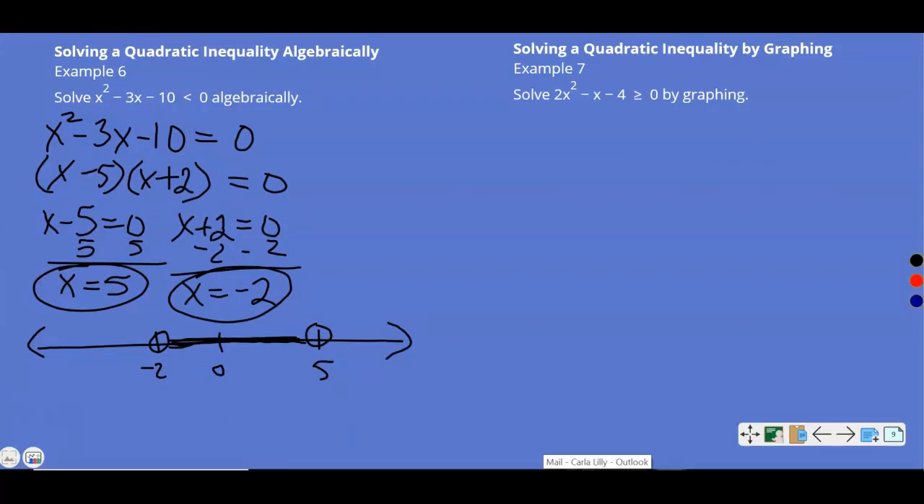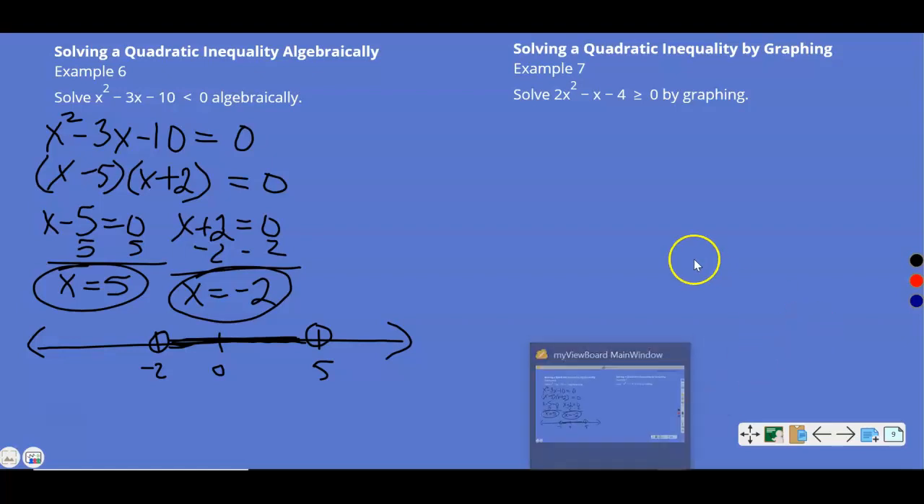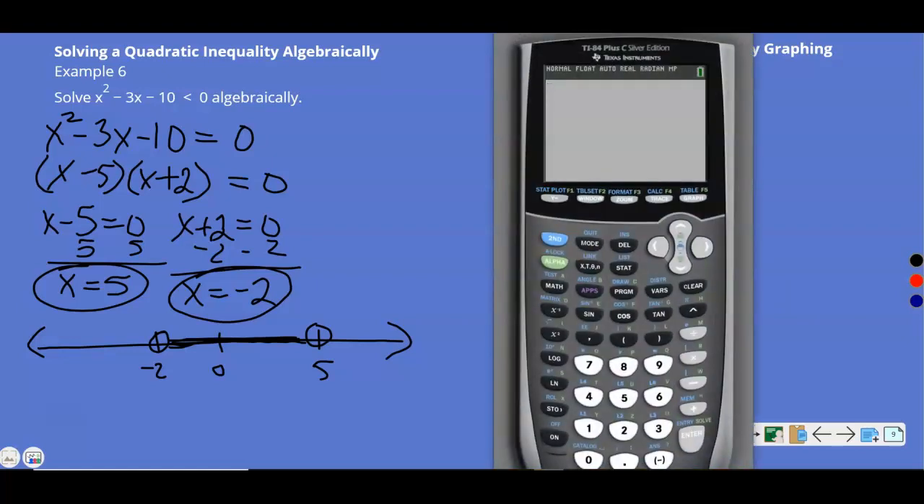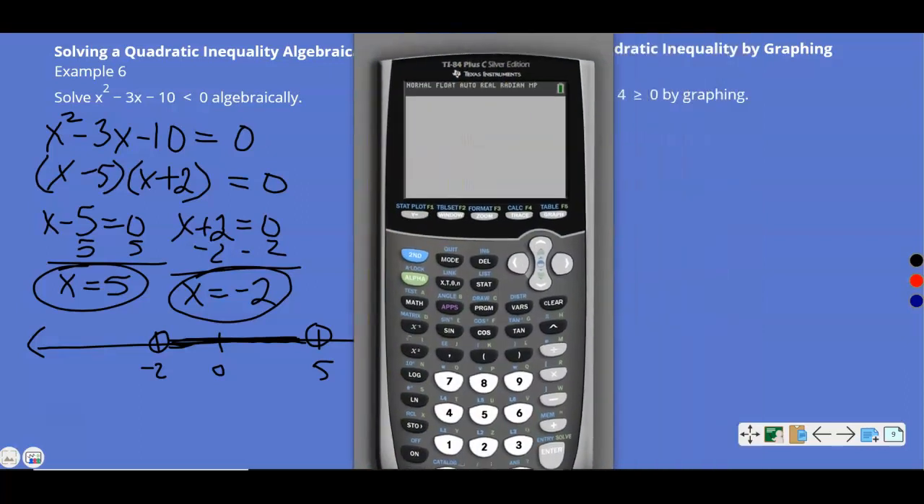Example 7 says, solve a quadratic inequality by graphing. So 2x squared minus x minus 4 greater than or equal to 0. To save a little time, we're going to graph this using our graphing calculator.